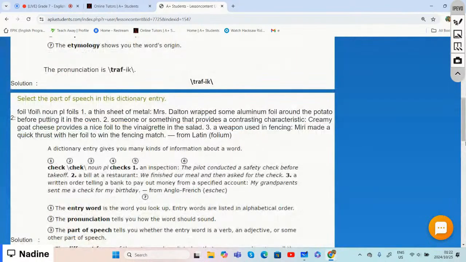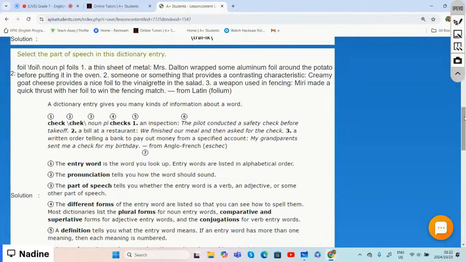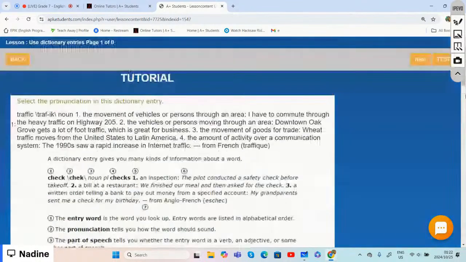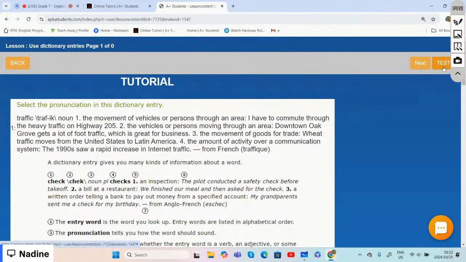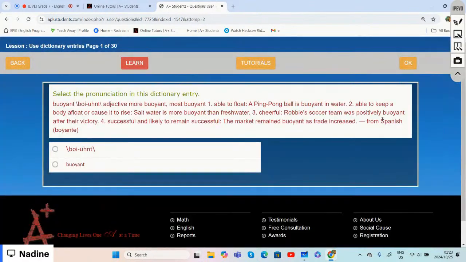All right. Let's go to our test where we're going to use dictionary entries. We are going to identify whatever they ask us to identify. Like in this case, it says select the pronunciation in this dictionary entry. How does the word sound?